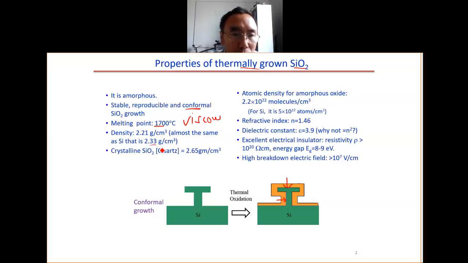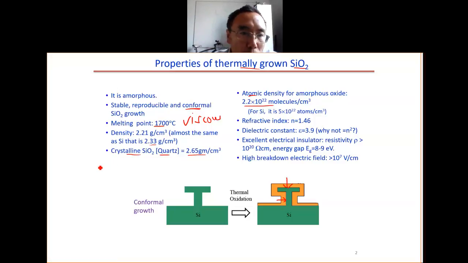The density is 2.21 gram per cubic centimeter, so almost the same as that of silicon. For the single crystal silicon oxide, this is called quartz. This one has higher density, 2.65 gram per cubic centimeter. So now let's look at the atomic density of the amorphous oxide. It's given by this number. How to get this number?